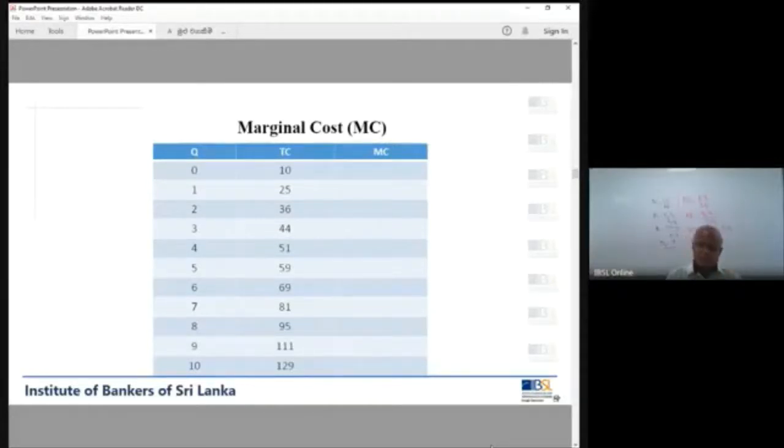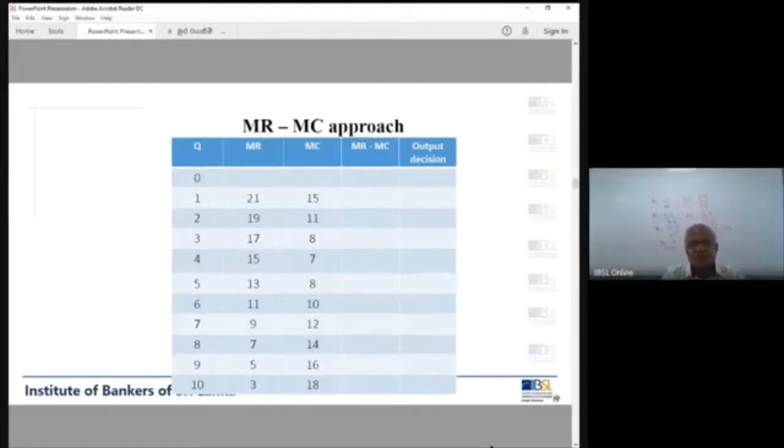Now what will happen? In the next table I have given both. You see, MR and MC: 21 and 15, 19 and 11, 17 and 8. Marginal revenue of the 4th unit is 15, cost is 7. Marginal revenue of the 5th unit is 13. Marginal cost of the 5th unit is 8, like that. Marginal revenue continuously decreases: 21, 19, 17, 15, up to 3.